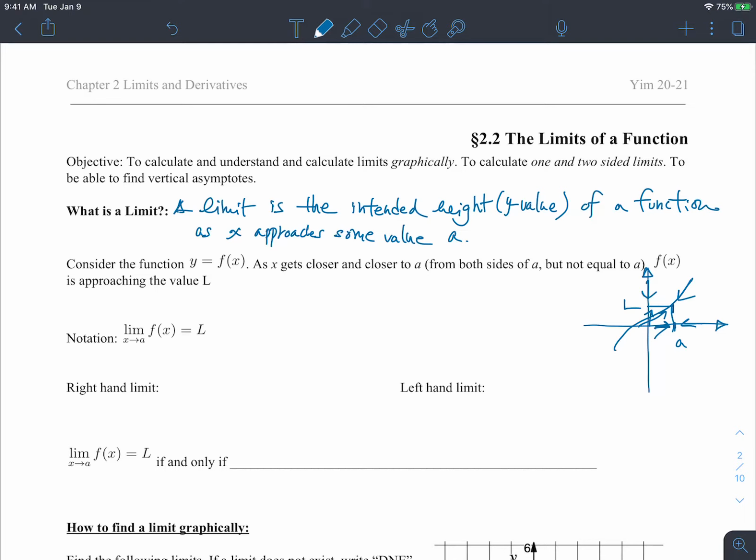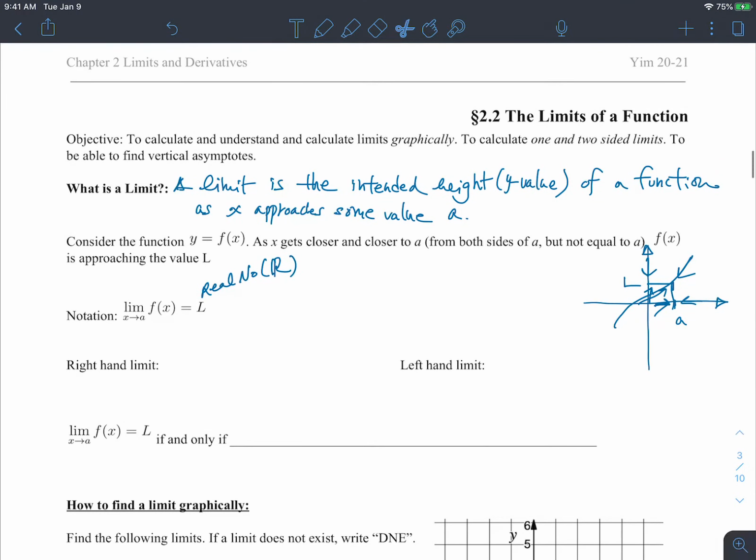Before we get to this, let's take a look at this. We are saying that as x approaches a, the limit of the function is L. L here is a real number, and we denote that with the stylized letter R. That's the output. We're looking for the y coordinate, because the output of f of x is a real number.